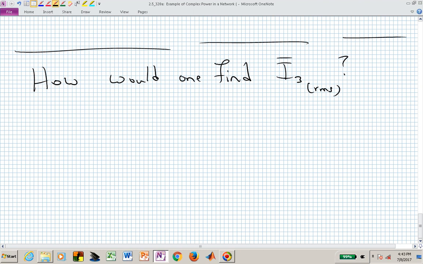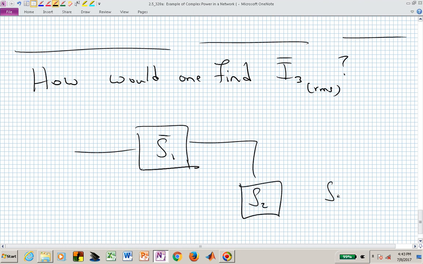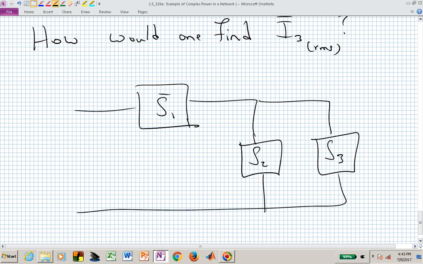And let me go ahead and draw the picture again to remind us. Here's load 1. Here's load 2. And here's load 3. And what I'm really after, and we were given this voltage. We just determined this current, which in fact is this current, because load 1 is in series. But now what I'm asking is, what's this current?